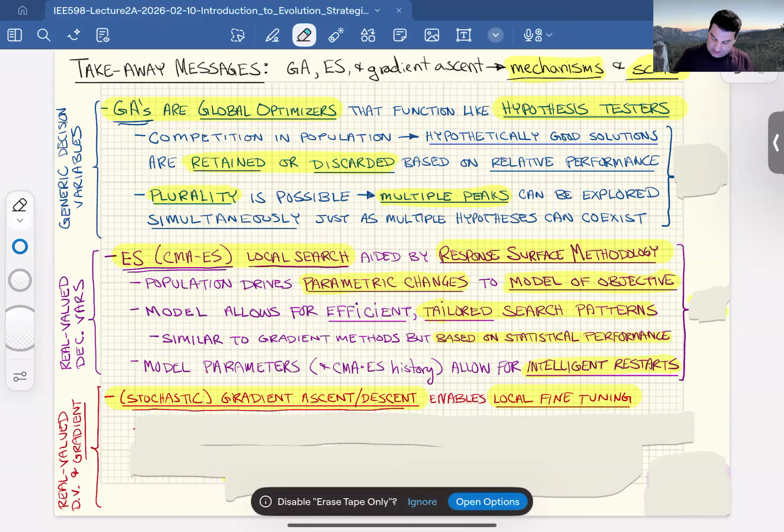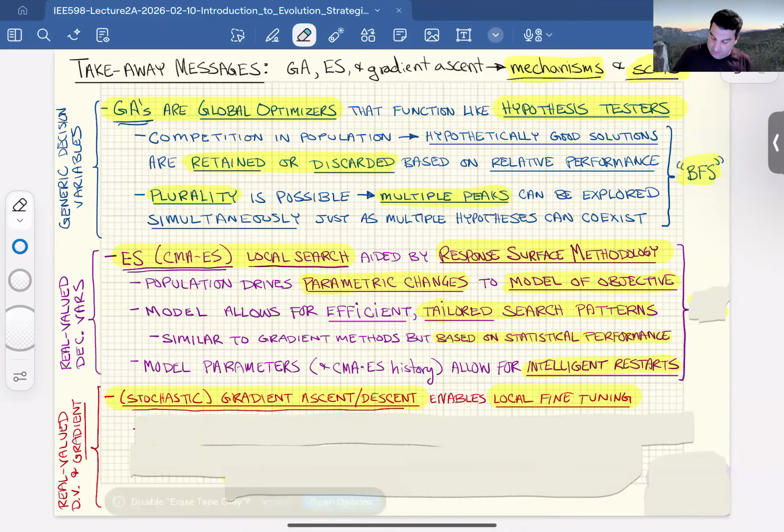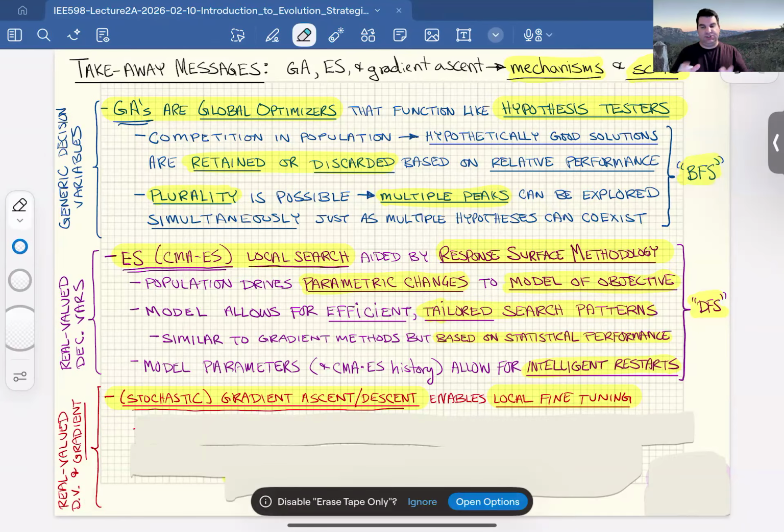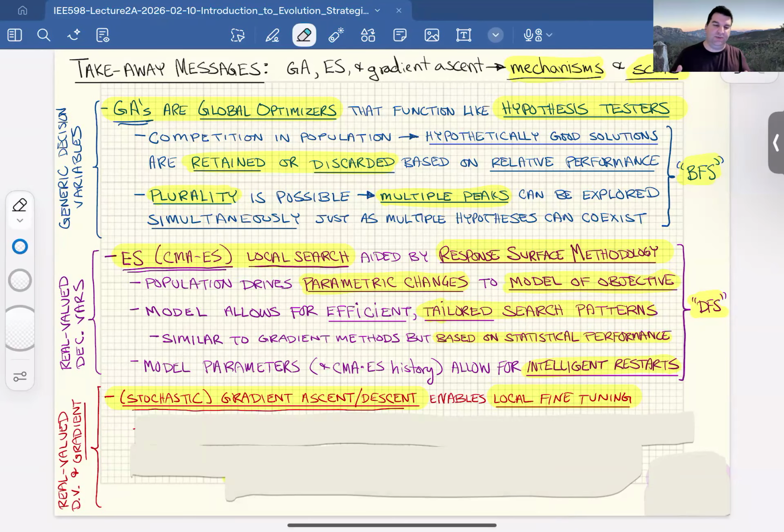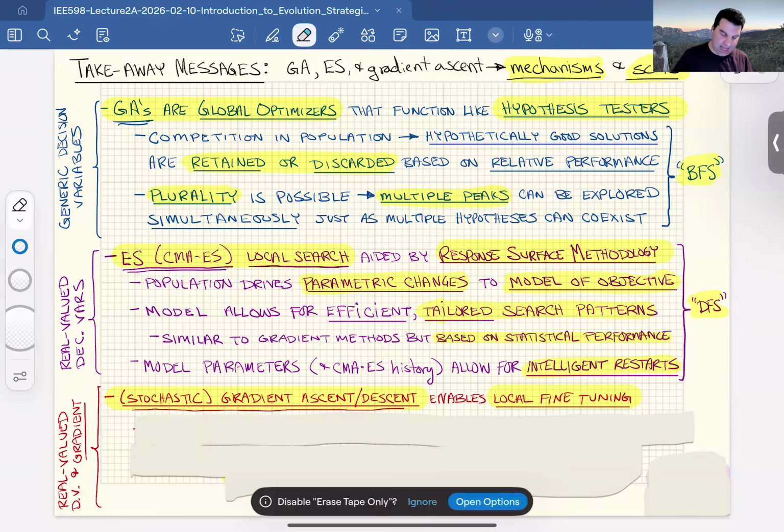So the model parameters allow you to do these intelligent restarts, which give you that breadth first search, depth first search, breadth first search, depth first search interpretation. And I should emphasize that GAs can be used generically on any decision space, whereas the CMA-ES are really stuck with these real value decision variables.